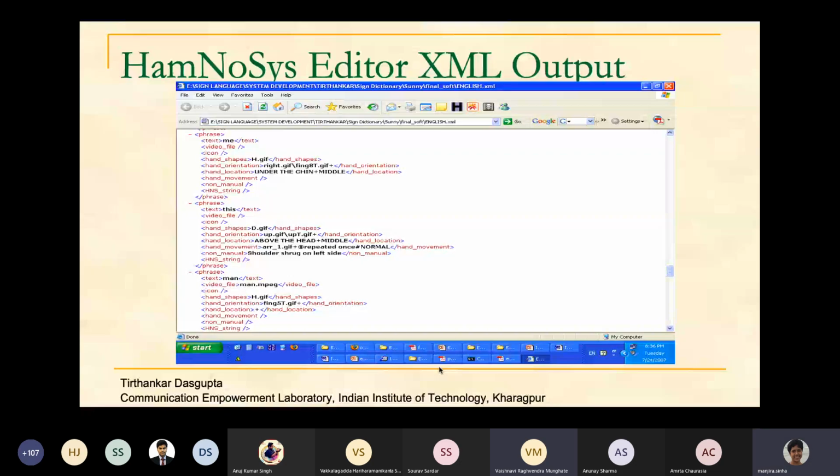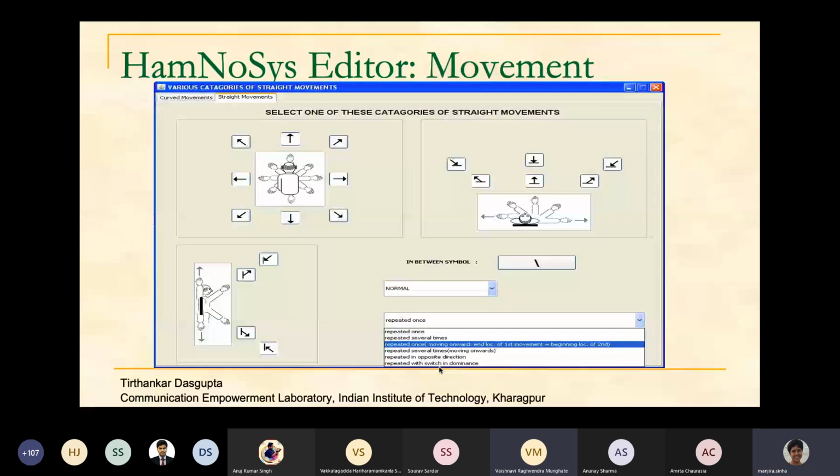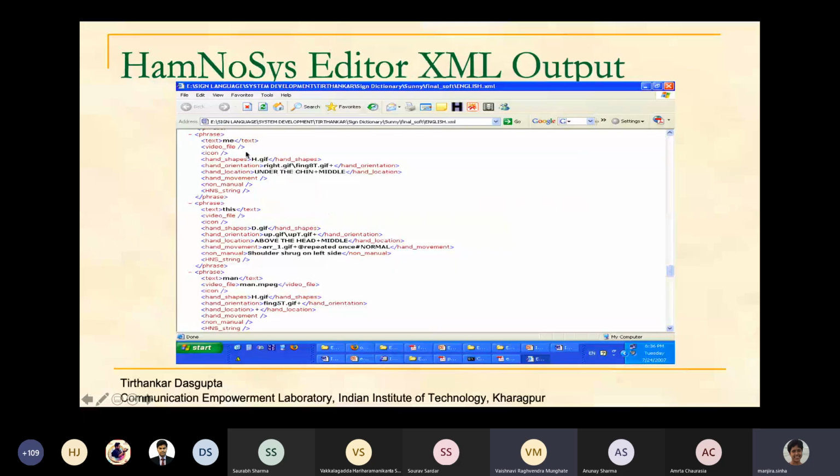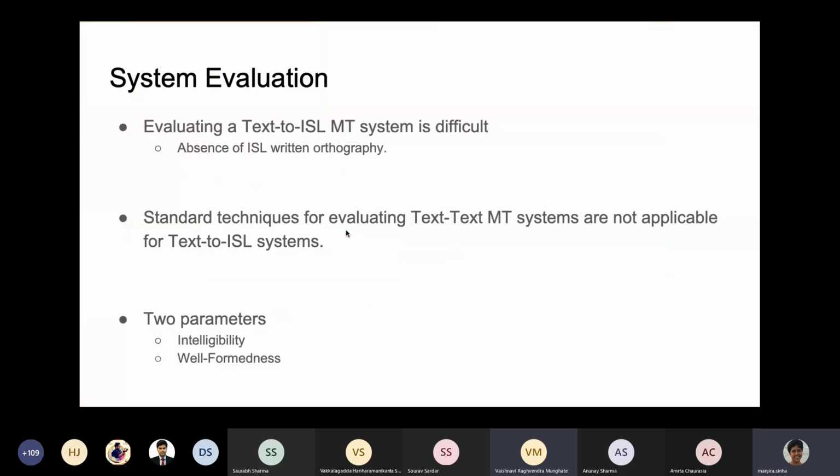So actually, where is the Hamnosis? Based on all these, the system will give a Hamnosis notation. The picture is not shown here, but basically it is written in XML code. Based on all the hand shapes, the Hamnosis file is generated for a particular English symbol, for a particular hand gesture. So evaluation, I will not go into it.